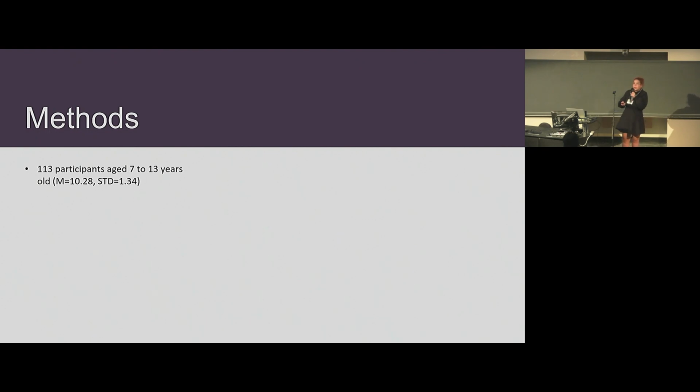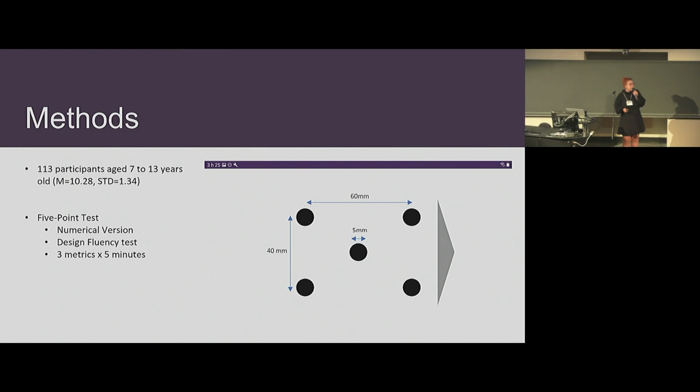In this study, 113 participants aged 7 to 13 years were included. They all participated in the 5-point test, specifically a numerical version of it. The 5-point test is a design fluency task, which consists of asking participants to draw the most different designs possible in 5 minutes. This is an example of a design that could be drawn by participants, and then they would press the arrow and go to the next one to draw another design. We used the number of designs produced, the number of repetitions, and the number of strategies across the 5 minutes.